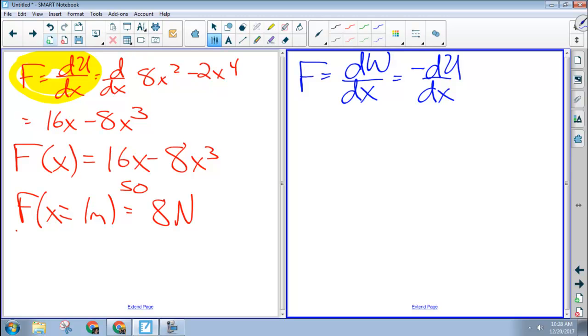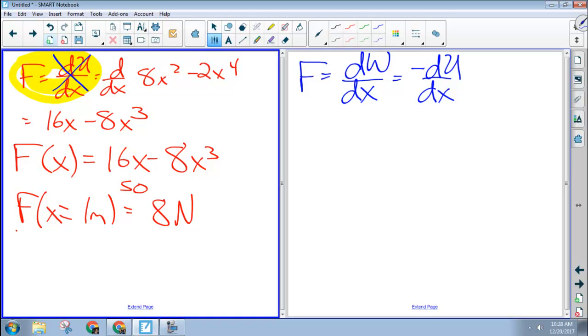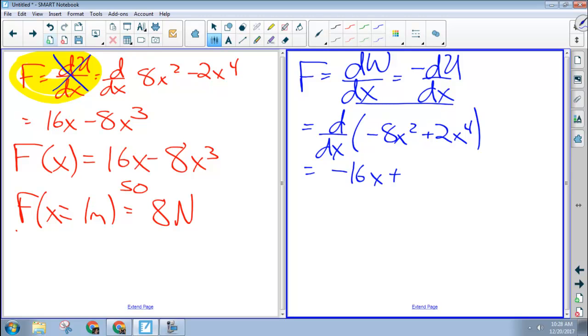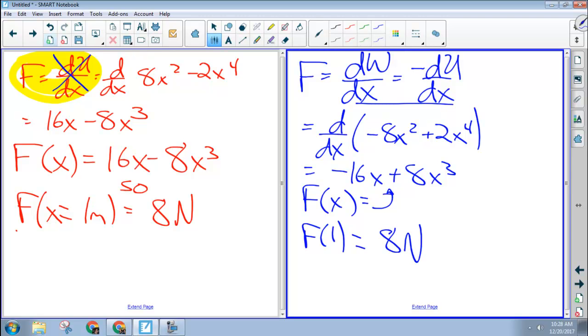All right, so is everybody, A, I apologize about the little glitch here. This was wrong. Is everybody okay with this little cleanup here? Yeah. Okay, so then we want to take the derivative of this with a negative sign, right? So this is the derivative with respect to x of negative 8x squared plus 2x to the fourth, which gives you negative 16x plus 8x cubed. So F of x is that, right? So F at 1 should be 8 newtons, negative 8 newtons, sorry.